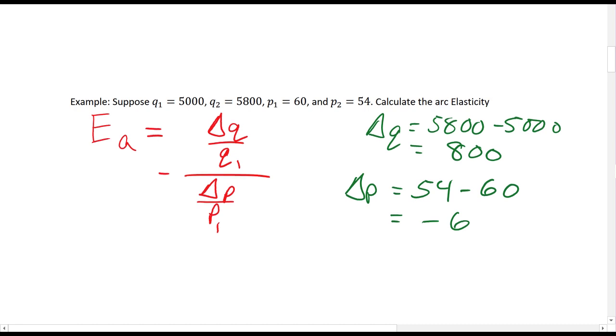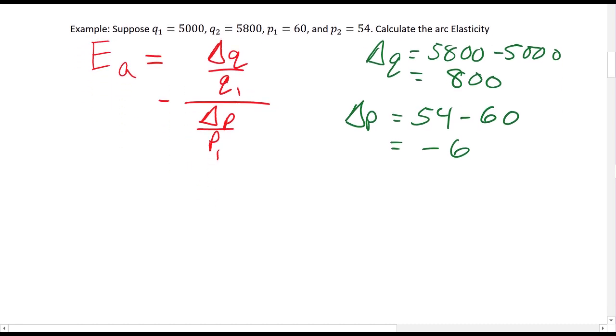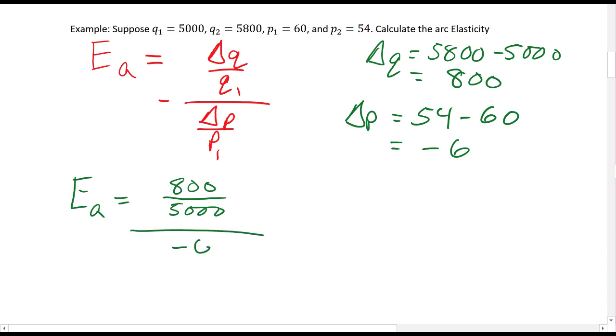Okay, with that information, now we're ready to plug it into the arc elasticity formula. The arc elasticity equals, you take delta Q. Delta Q for us is going to be 800 over Q1. Remember, Q1 is the 5,000. All over delta P, negative 6, over P1, which is the 60. And don't forget the overall fraction is negative here, or you're going to multiply by negative. Okay, so here we go.